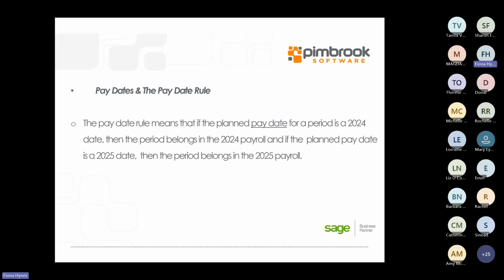Year-end payroll is all about the pay date, and now is a good time to remind everyone of the pay date rule. The pay date rule means that if the planned pay date is in 2024, then the period belongs in the 2024 payroll. And if the planned pay date is a 2025 date, then the period belongs in the 2025 payroll. And by pay date, I mean the date the money will be available to the employees in their bank account.